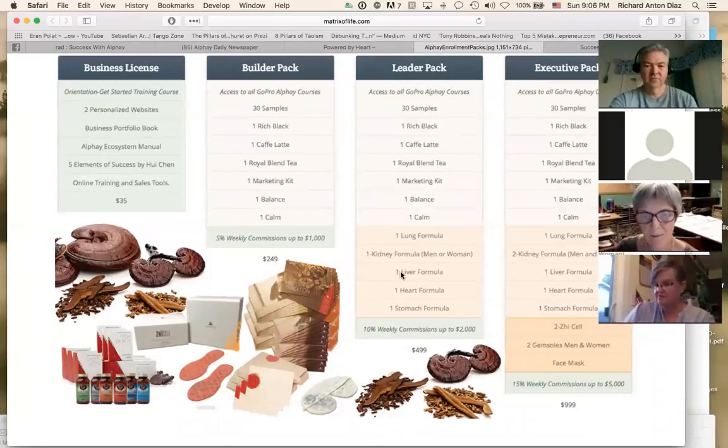Whereas the leader pack gives you all the formulations, plus the coffee and tea samples, and the builder pack just gives you the coffee and tea samples, plus the balance and calm. I am a big proponent of people, at least their first time, having the 30 samples of coffees and teas, because it's a really easy way to market our products and to kind of open the door to conversation. So I never deprive people of ordering the sample packs that have the coffees and teas, where they can offer it then for people.